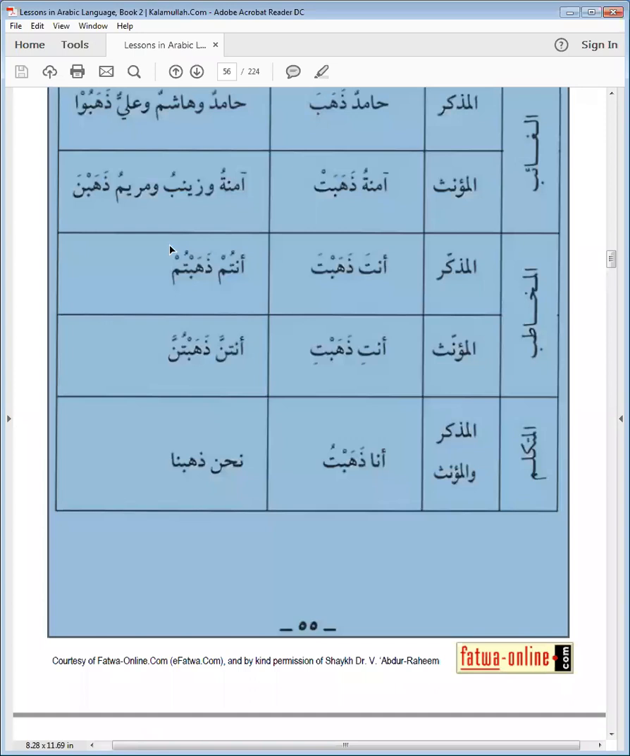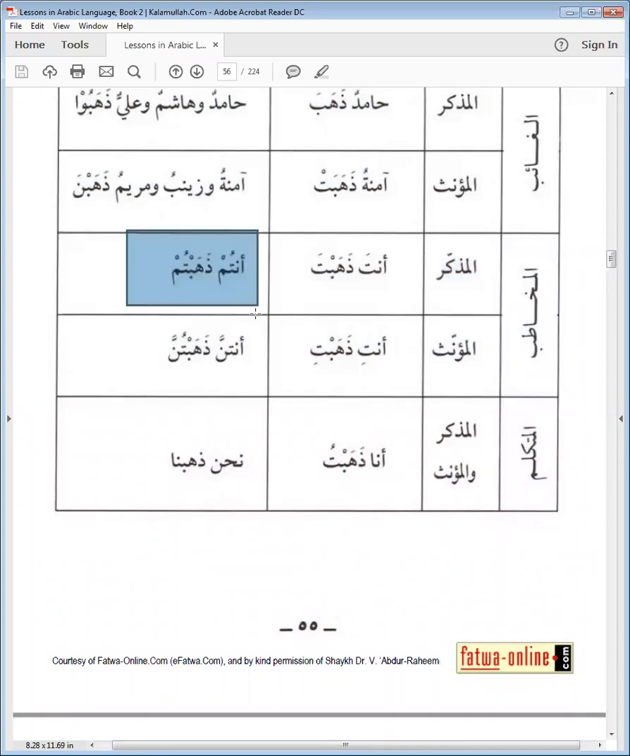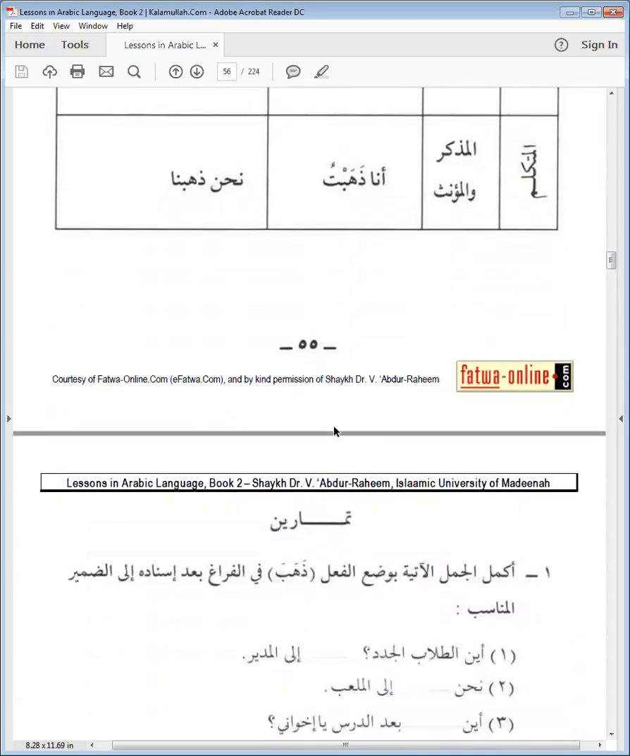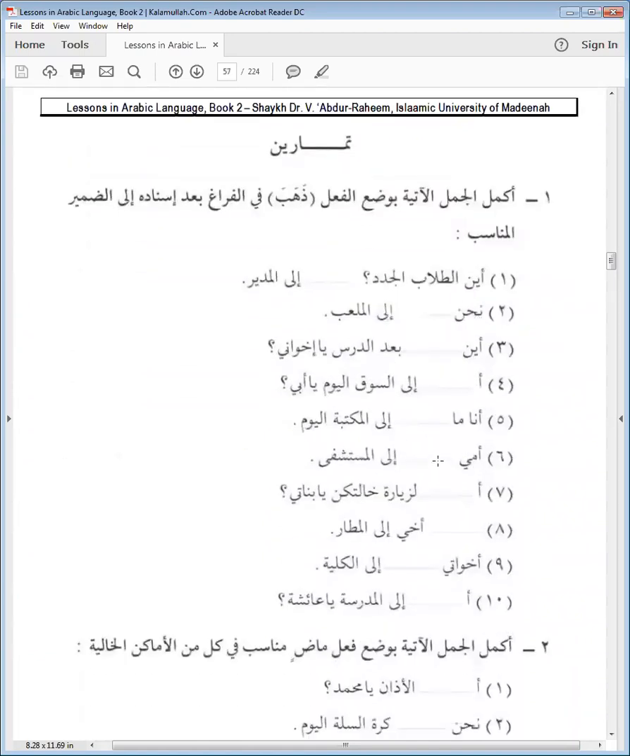So therefore we look at this one here, which is antum dhahabtum. Look at the table and you'll see. We see the context so we know which verb to use. So we will say aina dhahabtum ba'da darsi ya ikhwani. All you have to put in the spaces is the correct form of the verb. Anybody have any problems with this? I want to move on to the next exercise now.